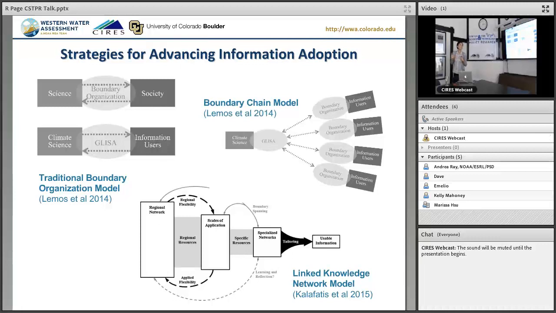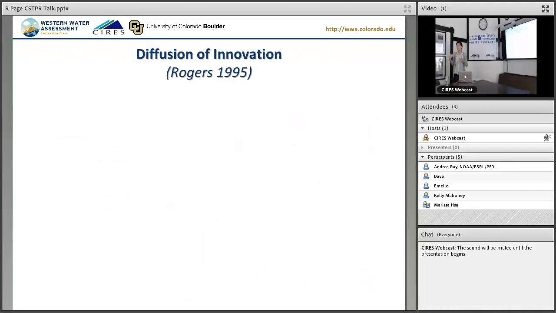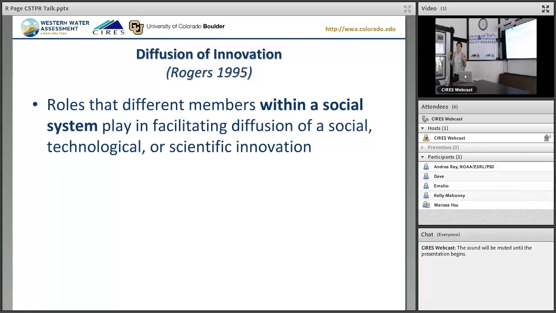But I think one framework that could be useful for us to be able to better understand those professional networks is the diffusion of innovation concept. Essentially, this is focused not so much on the interaction between the producer of an innovation and the user of an innovation, but on the role that different people play within a group of potential adopters in influencing each other to take up a new innovation. So in this case, the innovation would be use of a hydroclimatic information product, but it could also be any kind of social, technological, or scientific innovation.